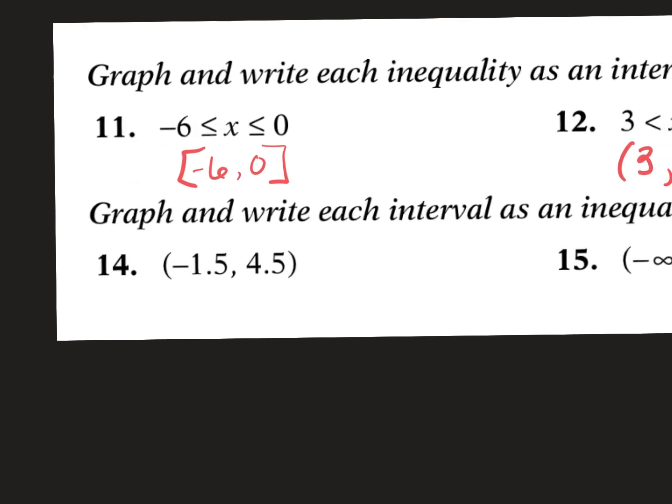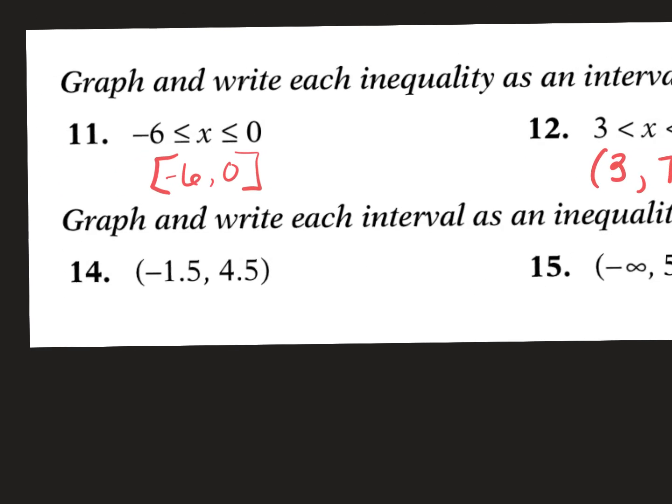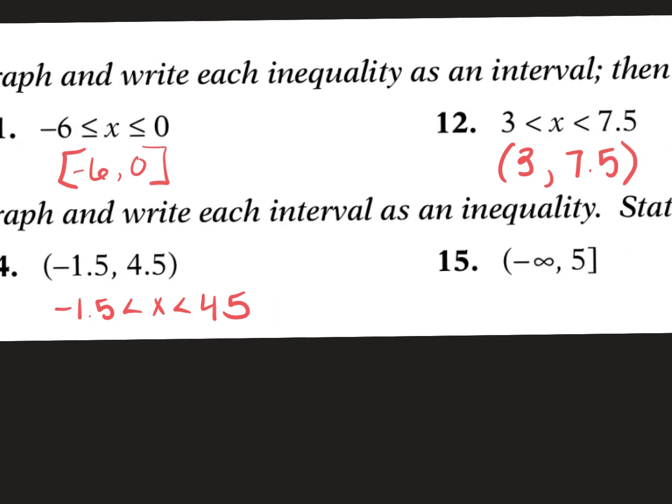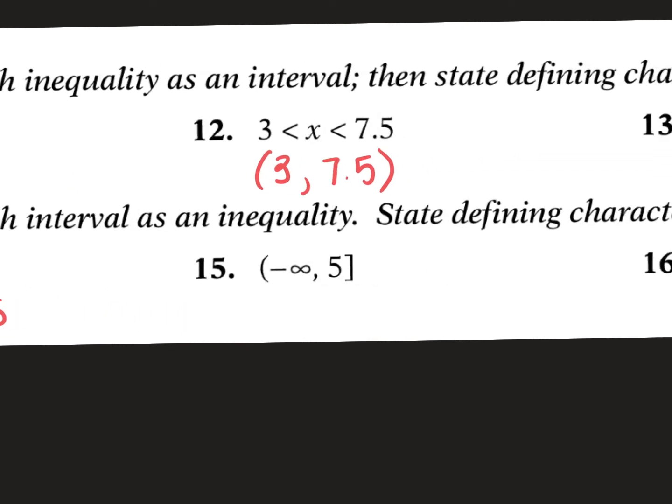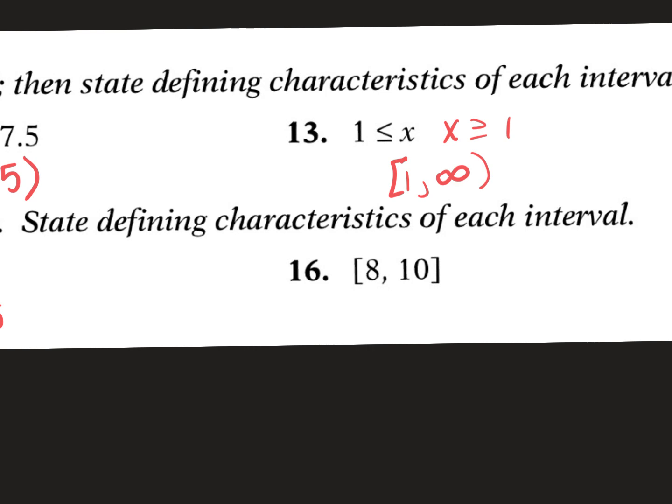Okay, and then looking at 4, you have negative 1.5 is less than x is less than 4.5. 15 is saying x has to be less than or equal to 5. And then 8 is less than or equal to x is less than or equal to 10 is number 16.